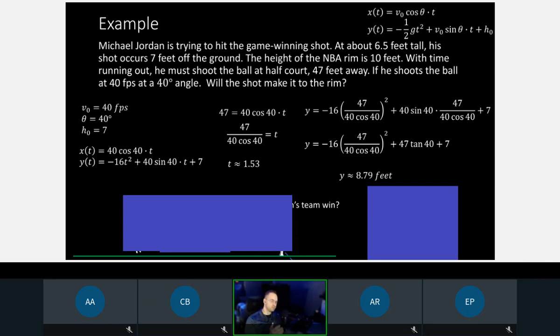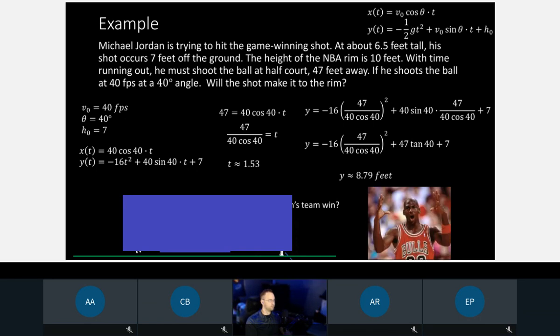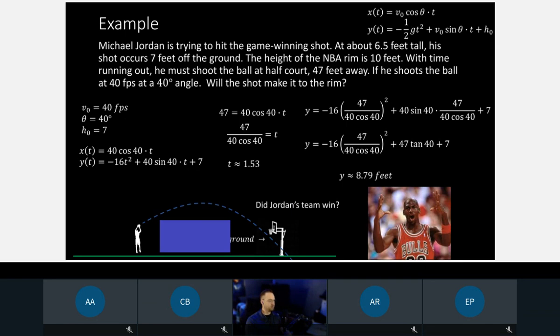So for this problem, it's not as clear until we look at it the other way. But based on what we have here, it does look like it's too short, right? It totally missed it, right? Based on what we have here, it looks like it just missed it. It was below the rim, and, well, his team lost. Rip.